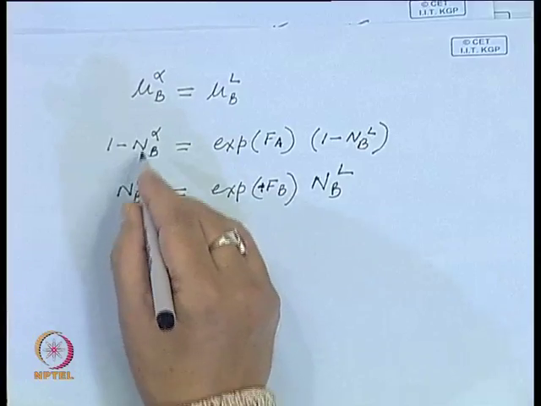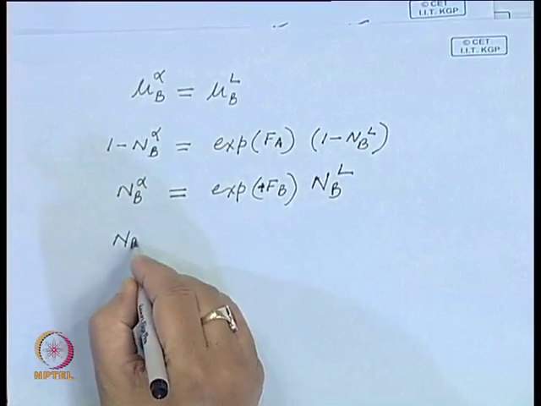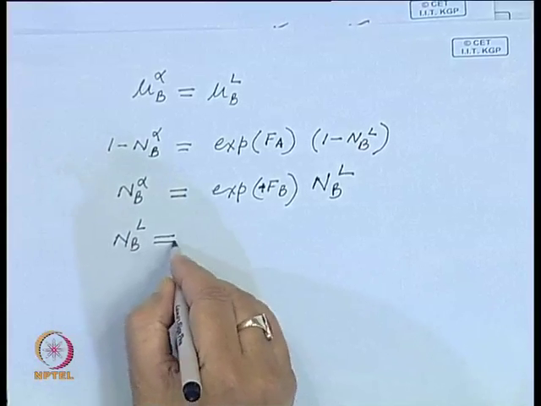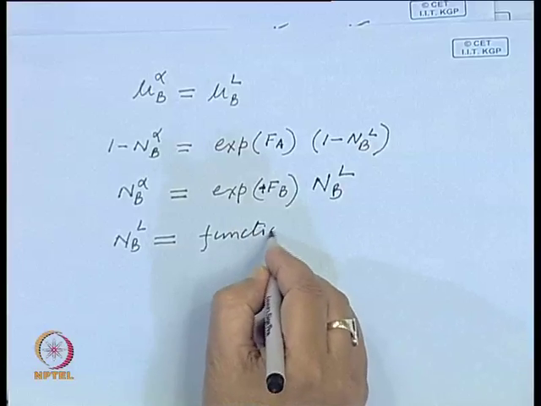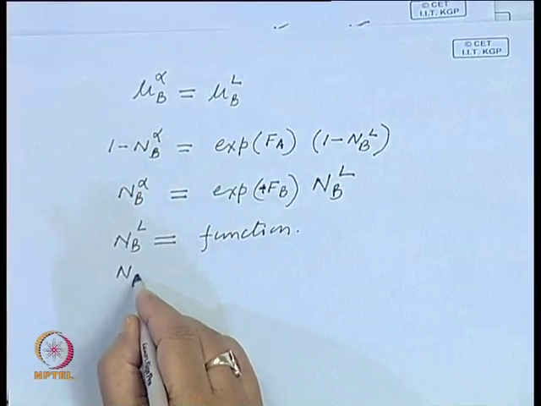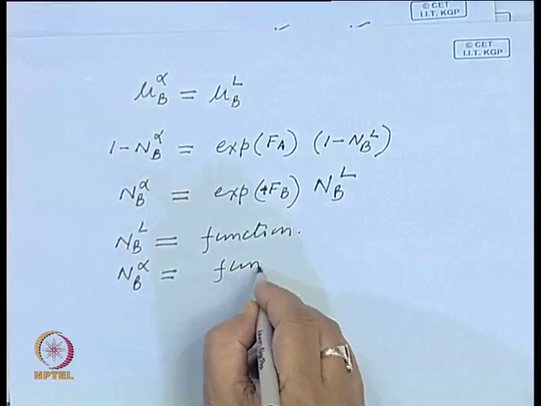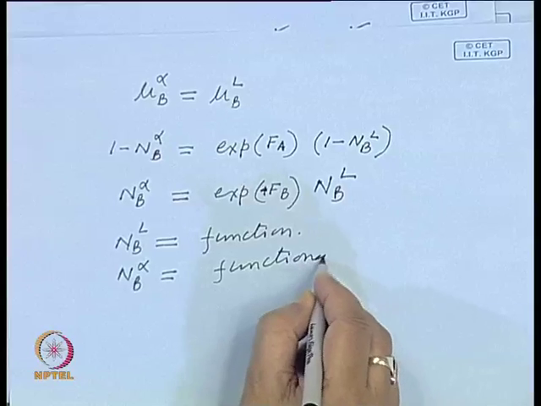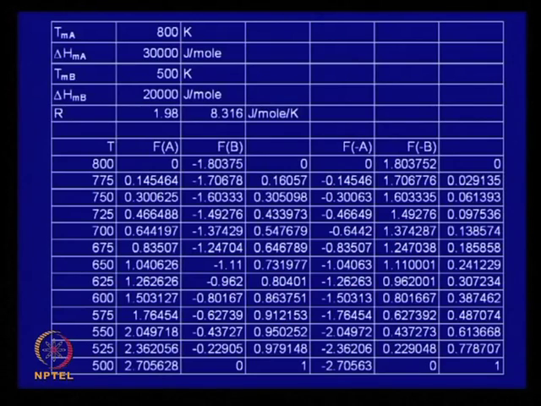So, now here if you equate, you get one expression, you get this as one function. Similarly, you can also get N B alpha in a functional form. So, in fact, you have two equations, two unknowns, and it can be solved, and this is what you can easily do on a spreadsheet, which is shown here.